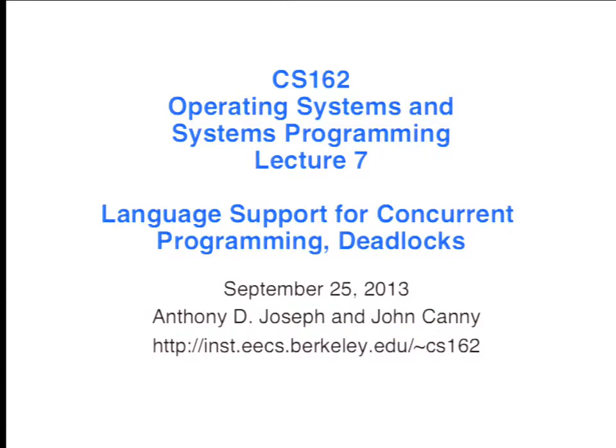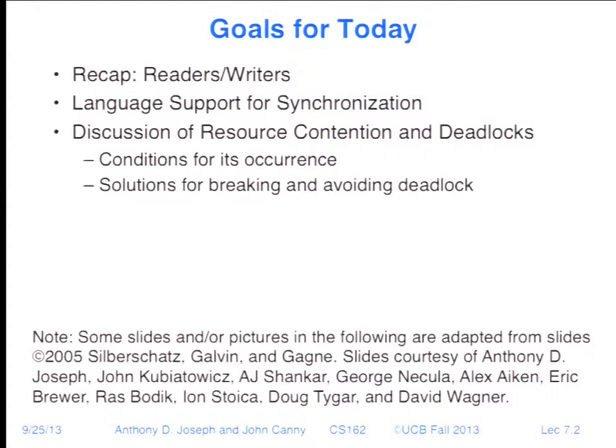So we have two new topics for today. The first one is programming languages and how they support concurrency. And the second one is deadlocks, which are a very important class of concurrency problems to understand and try to prevent. So we'll start off by reviewing the main topic from last time, which was the readers-writers design. And then we'll go through some of the common programming languages and how they support synchronization. And then finally, we'll talk about contention for resources and how it can lead to deadlock and how to recognize that and hopefully avoid it.